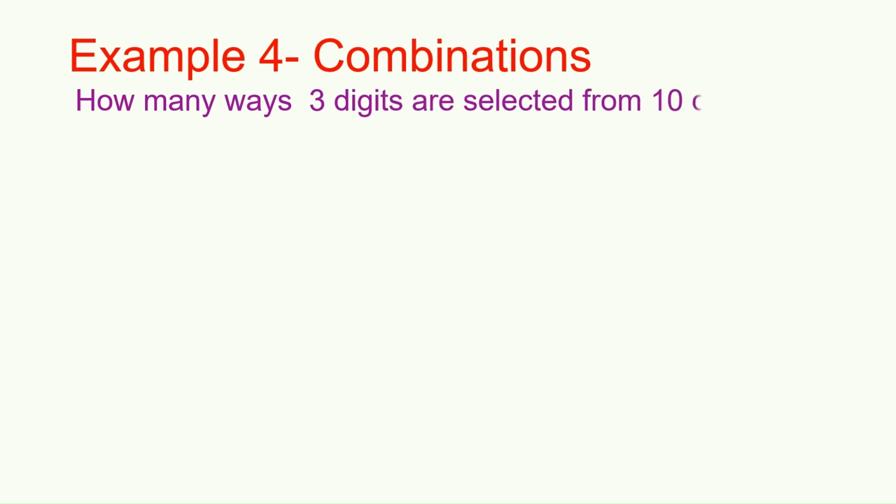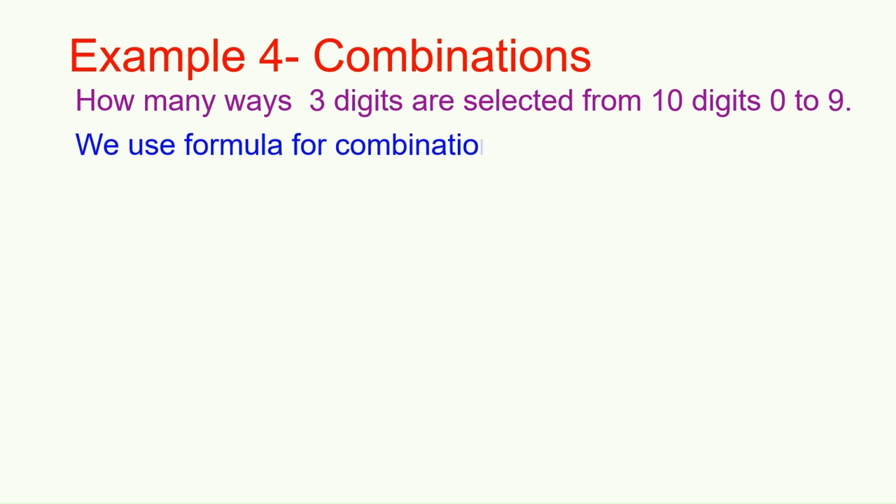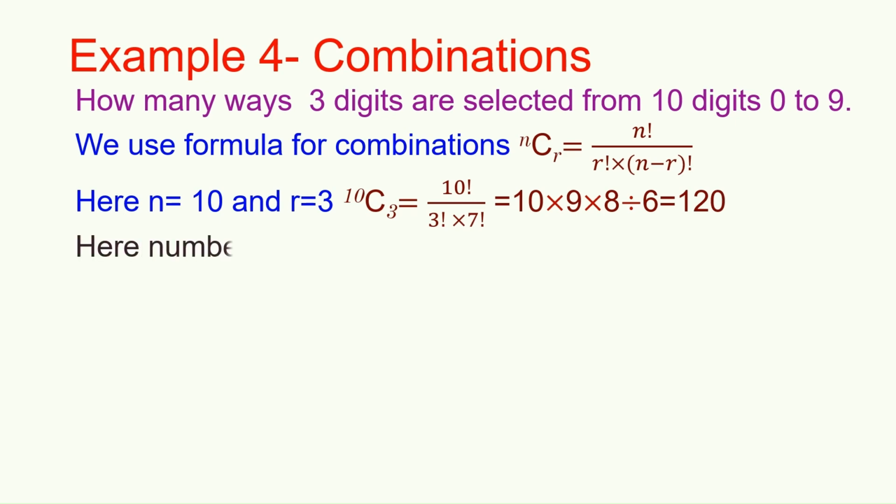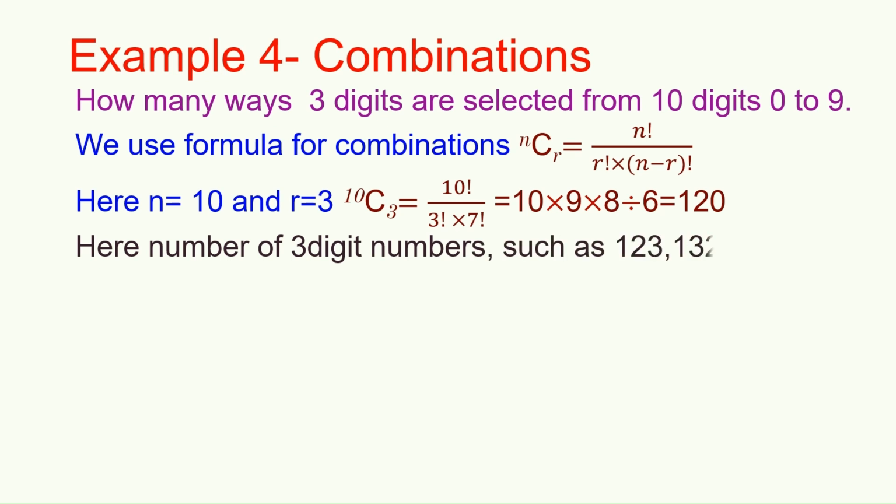Example number 4. How many ways 3 digits are selected from 10 digits 0 to 9? We use formula for combinations, nCr equals factorial n divided by factorial r times factorial n minus r. Here n equals 10 and r equals 3. Therefore 10C3 equals factorial 10 divided by factorial 3 times factorial 7 is equal to 120.